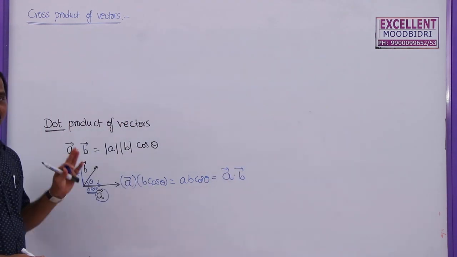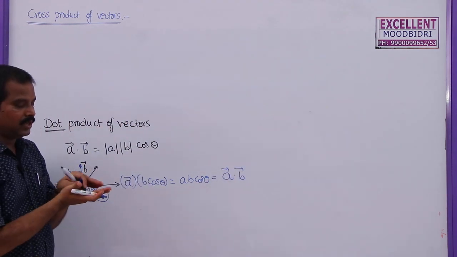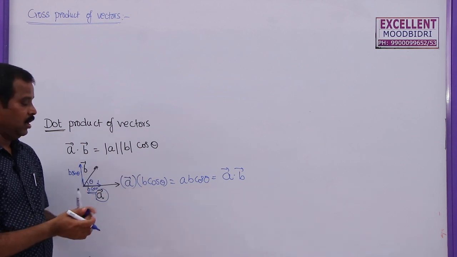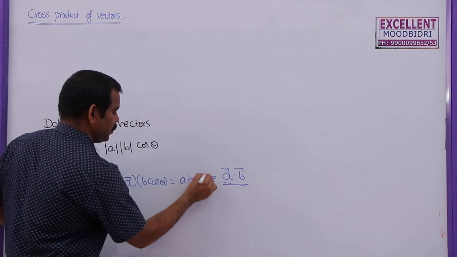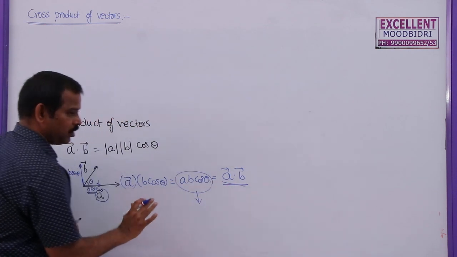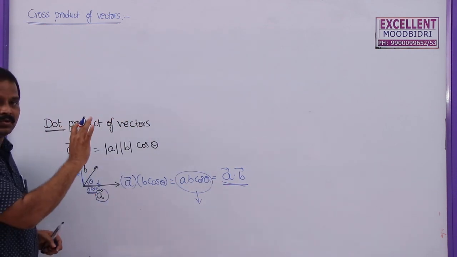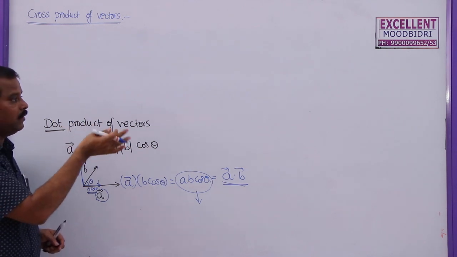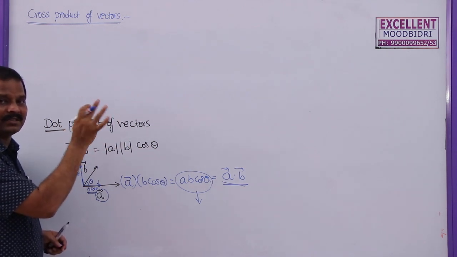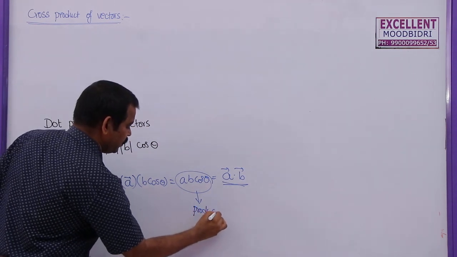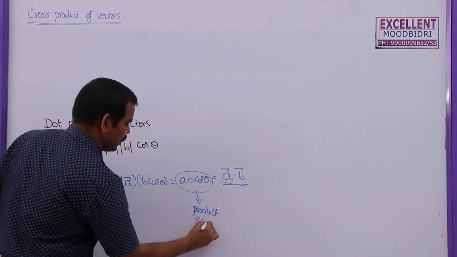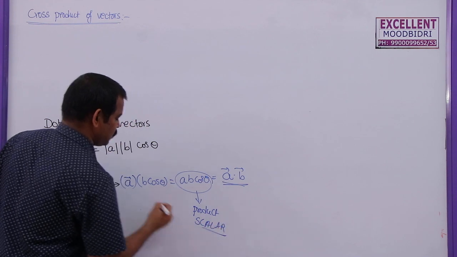That means when we are multiplying two vectors which are acting in the same direction, we will get the dot product, and the resultant is A bar B or AB cos theta. We should not call it as resultant because the resultant is used only to indicate the final value while adding or subtracting two vectors. So here we call it as a product. The final product is a scalar quantity.